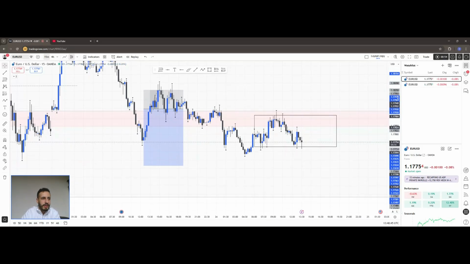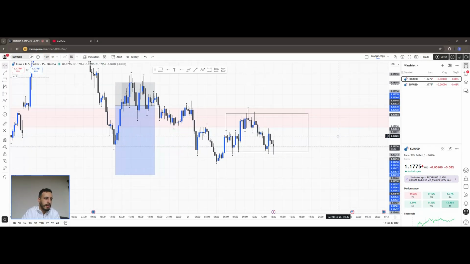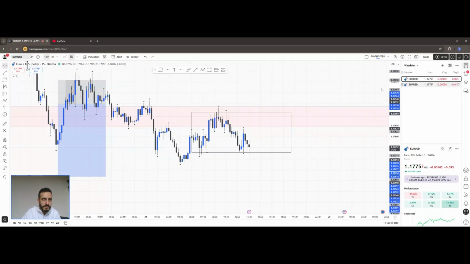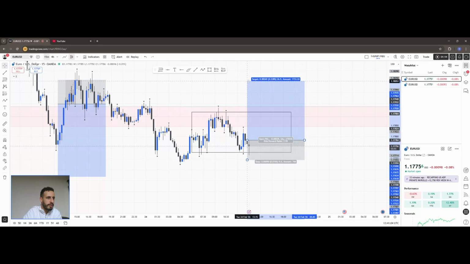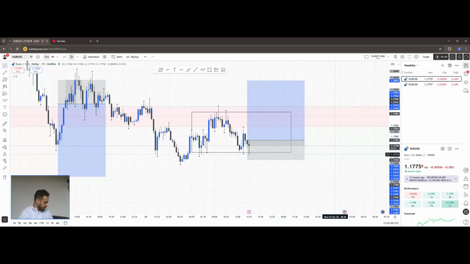At the moment, I am looking at a EUR/USD buy sitting somewhere here, at the close of that candle or at the wick. So I am looking to buy EU short term to that level. Yeah. So that would be, alright.